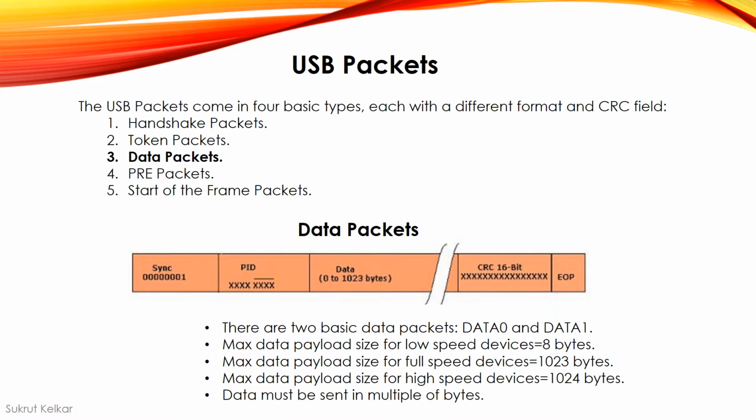Data packets. There are 2 basic packets, data 0 and data 1. They must always be preceded by an address token and are usually followed by a handshake token from the receiver back to the transmitter. The maximum data payload size for different speed devices are given here.